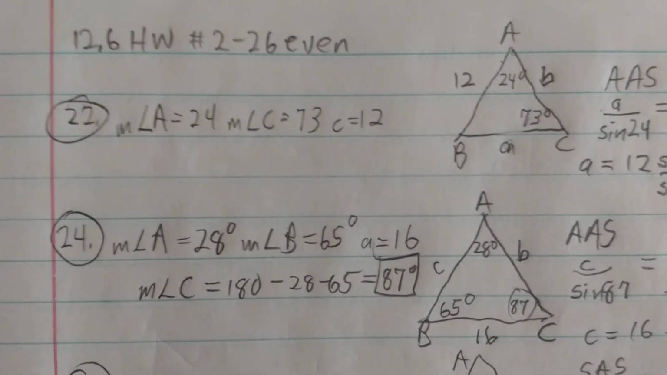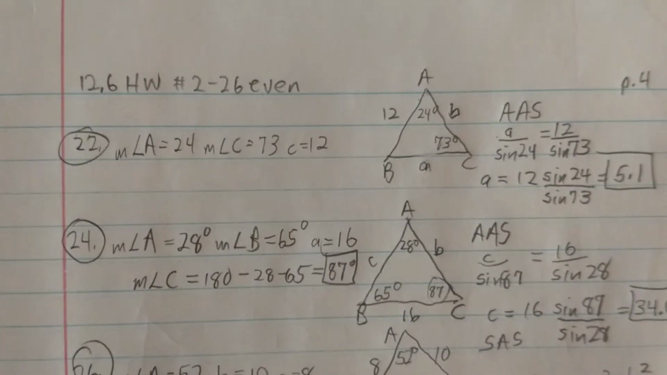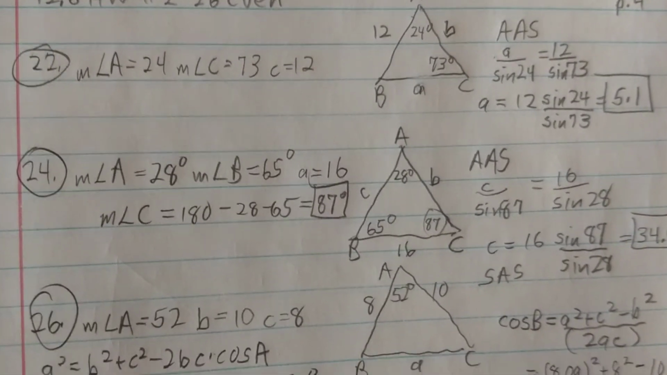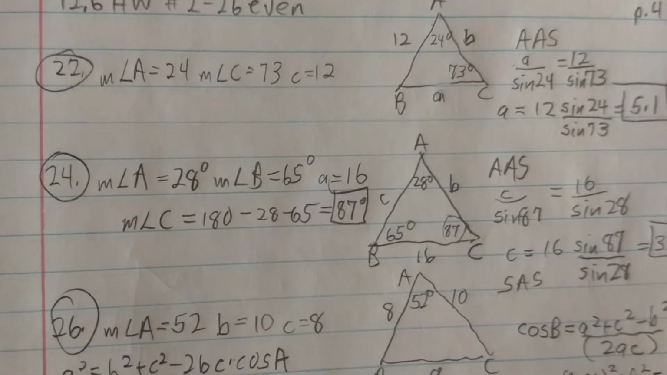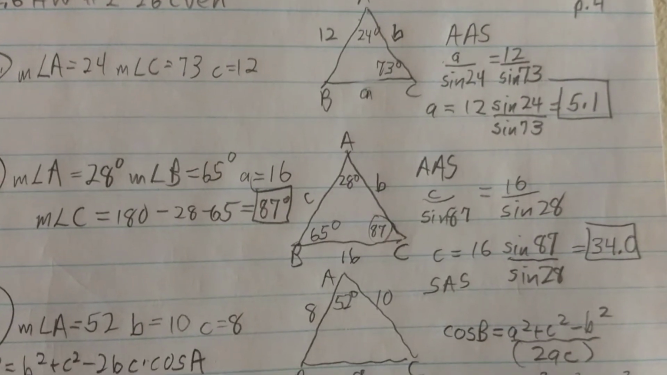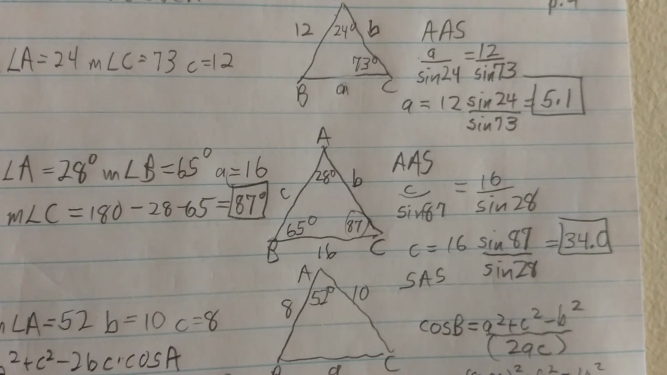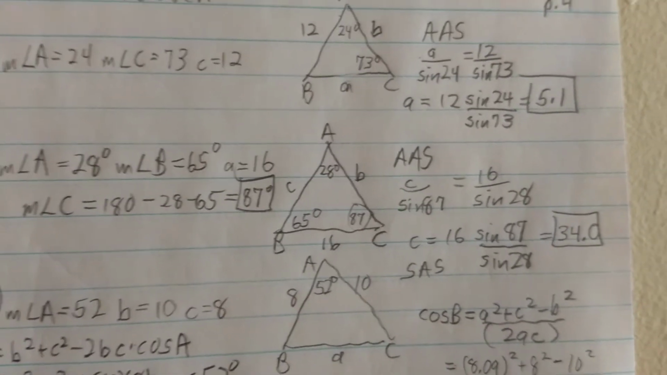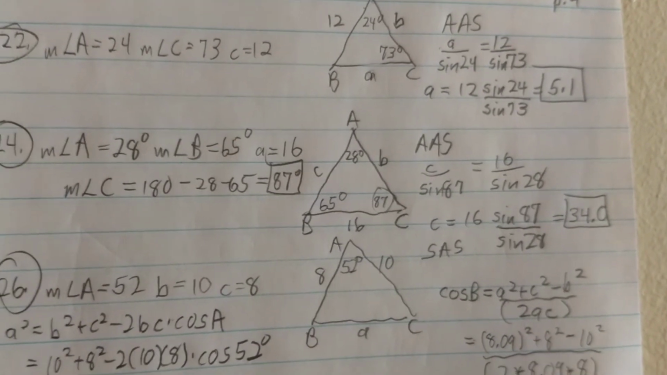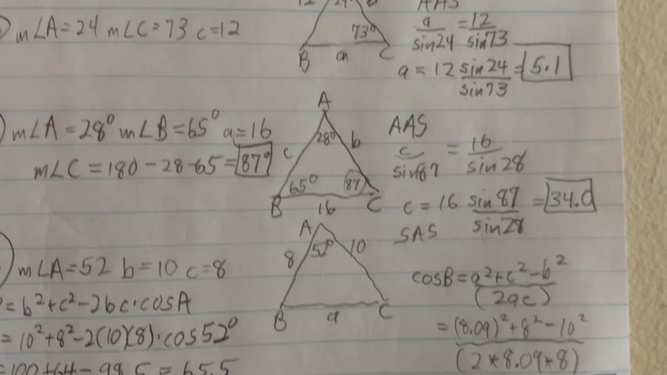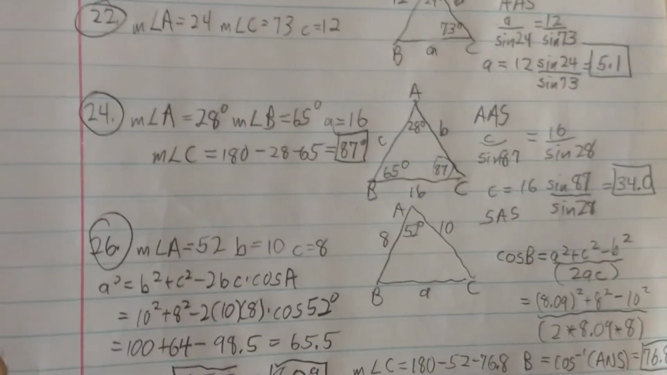Now finishing up on 22, we have angle A is 24, angle C is 73, and side C is 12, so we have an AAS situation. And we can go for A over sine 24 is 12 over sine 73. Cross multiplying, we would get A equals 12 sine 24 over sine 73, which is 5.1.